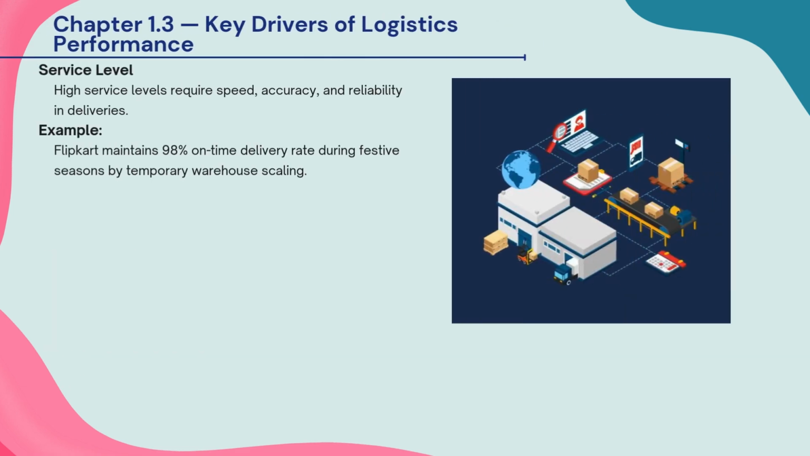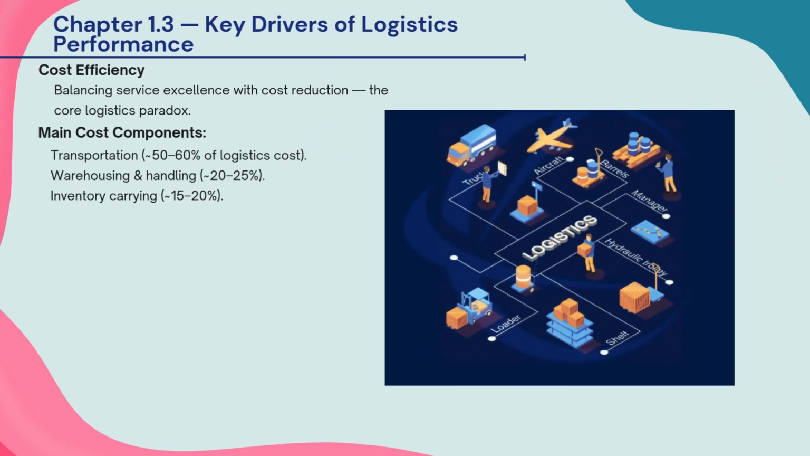Service level shows how well a company meets customer delivery expectations in terms of speed, accuracy, and reliability. A high service level means customers receive the right product at the right time without errors. For example, during festive seasons, companies like Flipkart increase warehouse capacity and manpower to maintain around 98% on-time deliveries, even with high order volumes. Cost efficiency means delivering good service while keeping logistics costs under control.